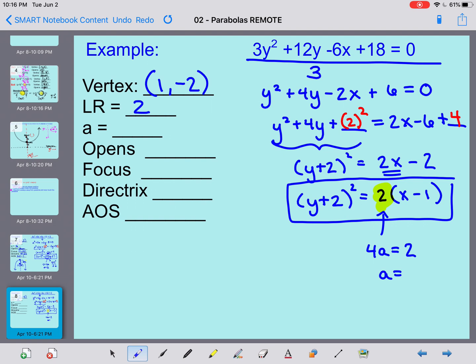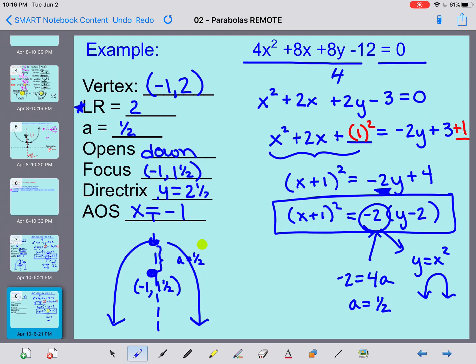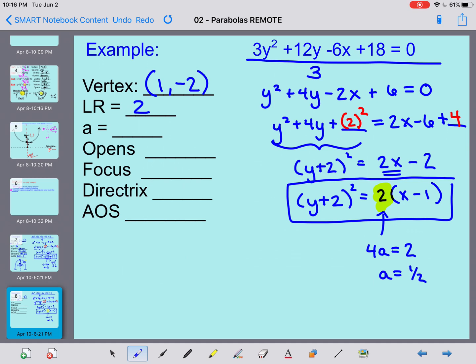Am I doing the same exact example again? No. Really? Get a half again? Should have switched it up a little bit.